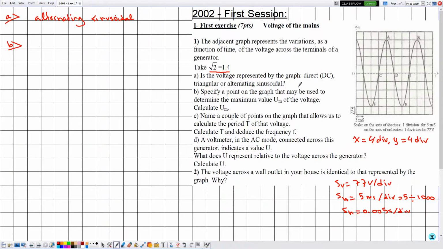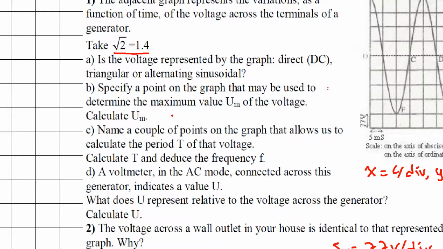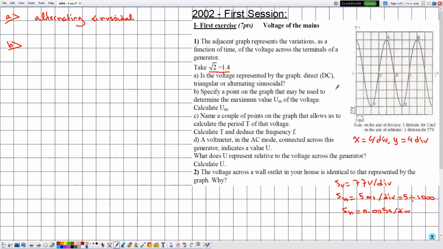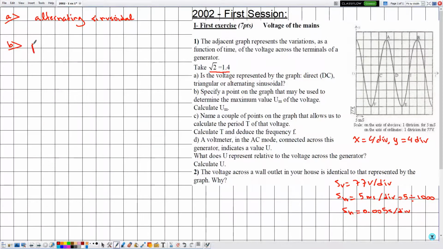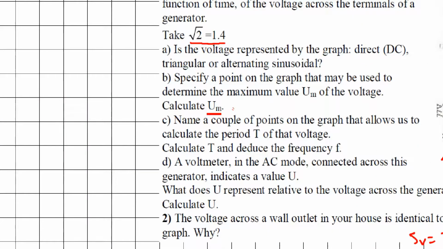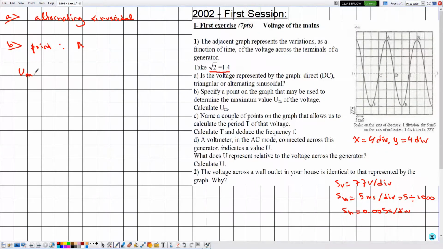Now in part B, specify a point on the graph that may be used to determine the maximum value UM of the voltage. Here specify means that we need to state it with justification, but here the justification doesn't apply. So we need to choose a point which allows us to determine the maximum voltage. And this point, as we did when we determined the value of y, is the point A, because it goes from the center to the maximum point reached by the wave. So the point is A, and they are telling me to calculate UM, which is UM equal to SV multiplied by Y, the number of divisions from the center multiplied by the vertical scale.